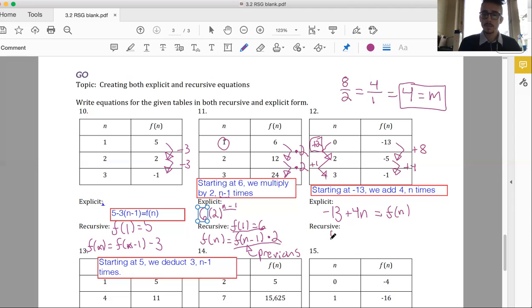For the recursive, they give us f of 0, which is definitely -13. And then how do you think we can write out the rest? Hopefully you're saying f of n minus 1, just plus 4 would get you there. And if you wanted to, you could fill in what the first term is when n is 1. You could just add 4 from here to here, take it to -9.